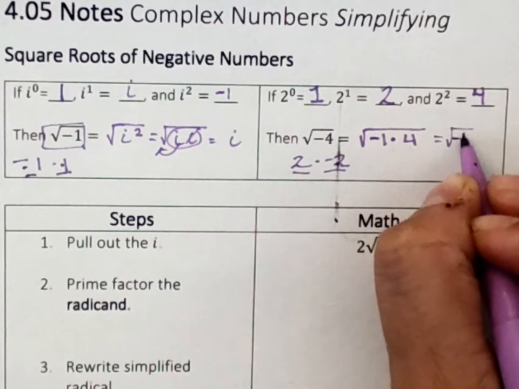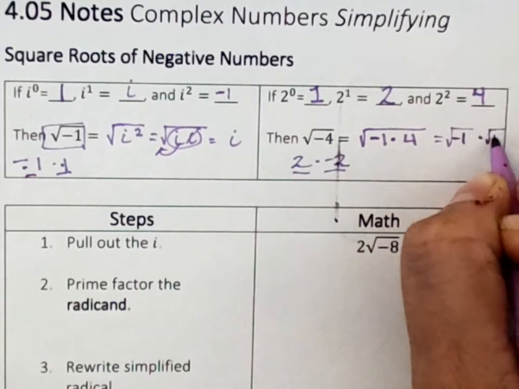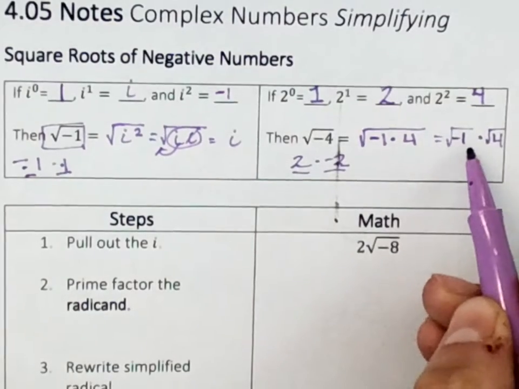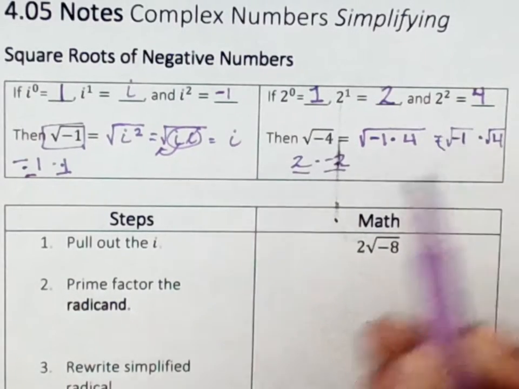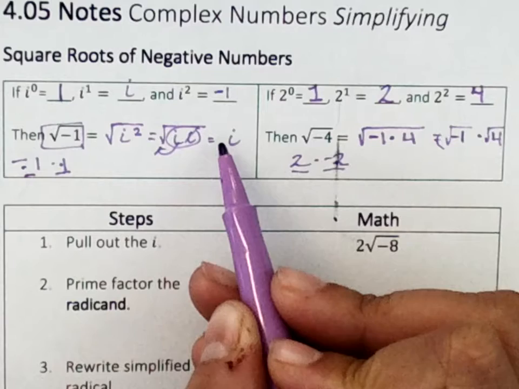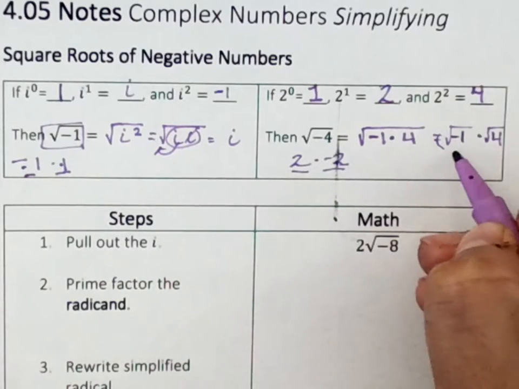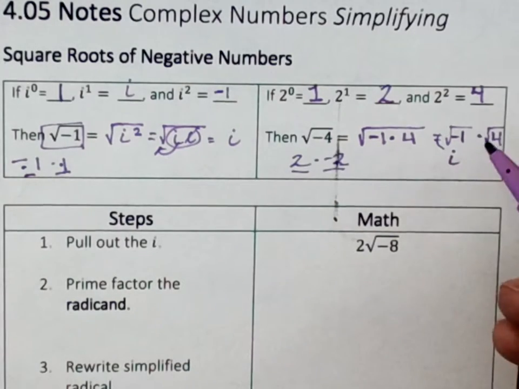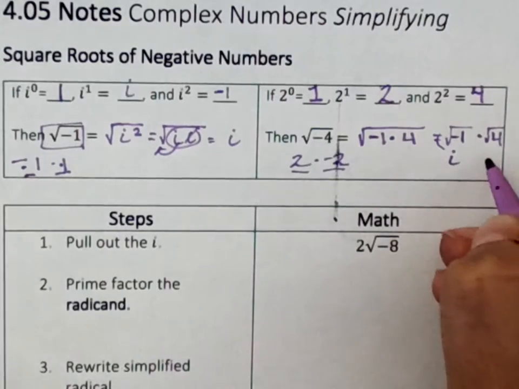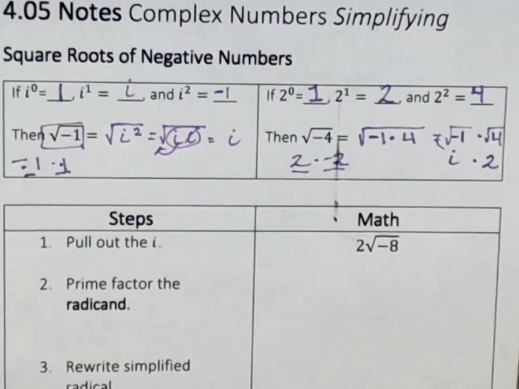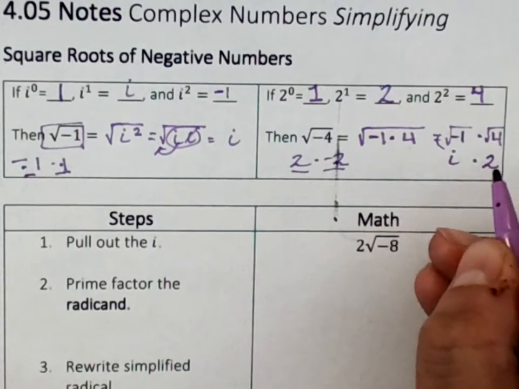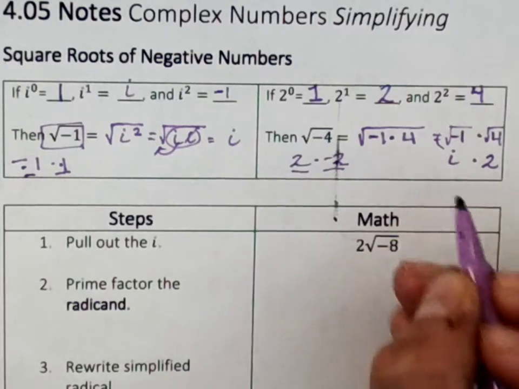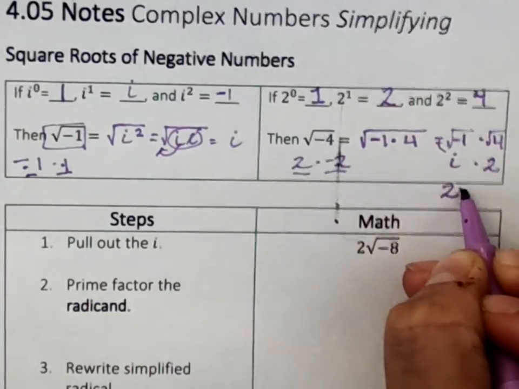We could also separate them to make it seem a little bit easier. I know that the square root of negative 1 is i. I know that the square root of 4 is 2. So then my ultimate answer would be i times 2, or just 2i.